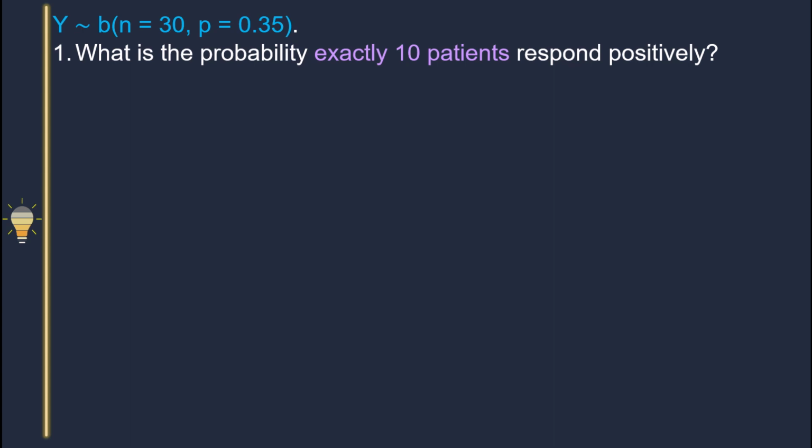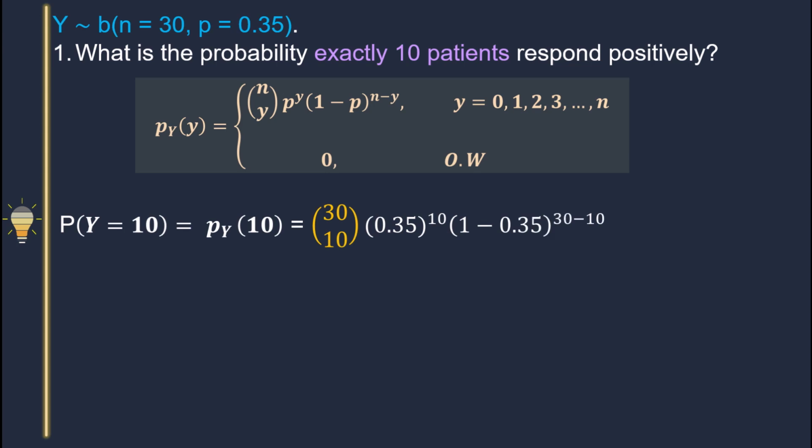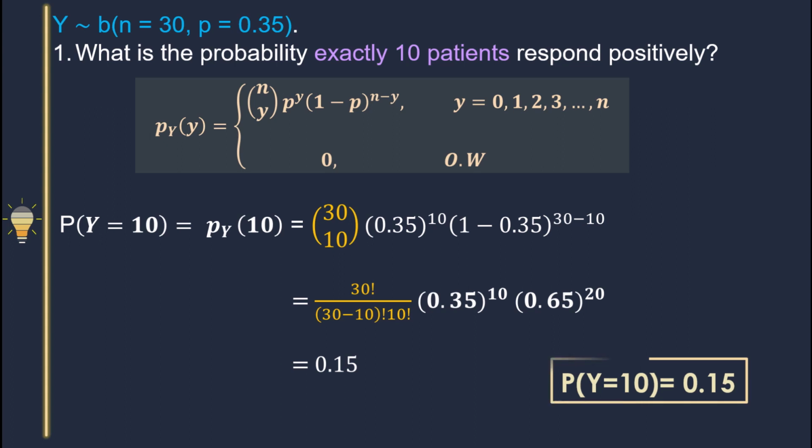First, you should know the probability mass function of the binomial distribution. Here Y is defined from 0 to n equals 30, therefore Y goes from 0 to 30. Now let me find the probability exactly 10 patients. That means probability Y equals 10. Then we know n equals 30, y equals 10, p equals 0.35. So you can plug in the numbers and simplify. The answer is 0.15. Again, this is the probability exactly 10 patients respond positively.